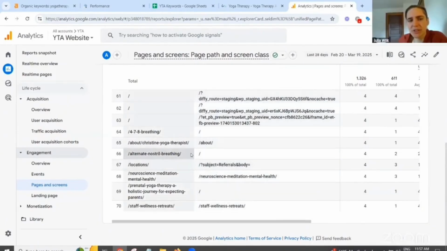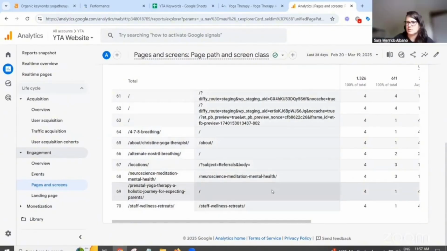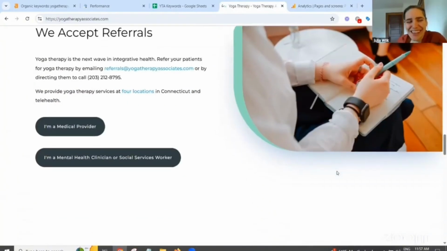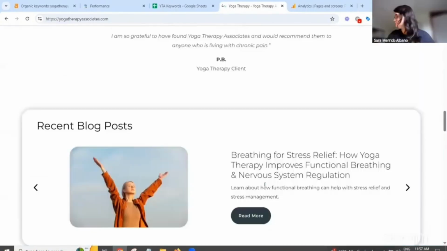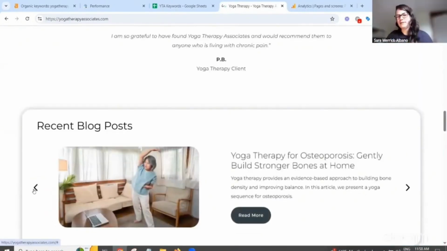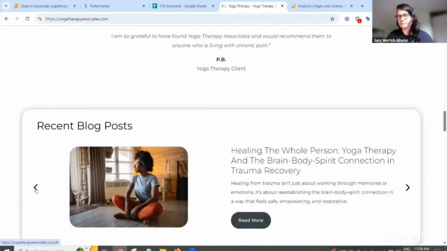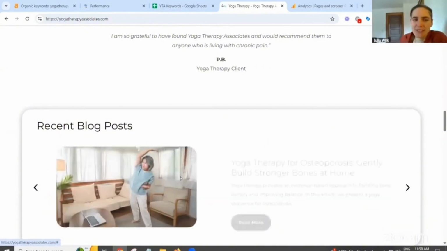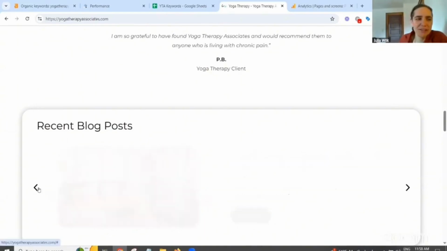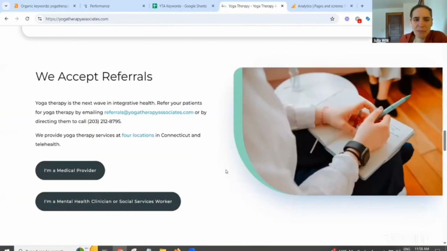That's interesting. An alternate nostril breathing. Same thing with prenatal therapy. Those are blog posts. Ooh, interesting. Are we like missing something? And sorry, these are the most recent in order. I think so. Looks like they are. Fascinating. And it's just a 3, so it's not like they can even click back.